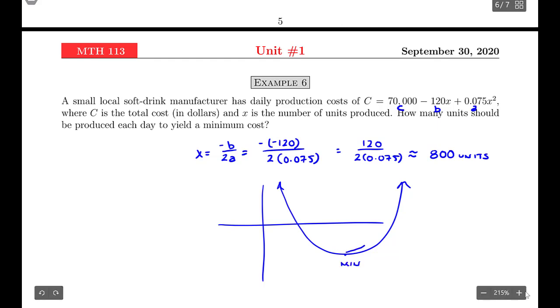Once they start moving to the right, increasing production, so more units than 800, then our cost starts to go up. When they start decreasing production, cost also starts to go up again, because it's going to cost them more money to produce fewer units because they have to sell them at a higher cost. Demand's going to go down, and we'll talk about supply and demand some other day.